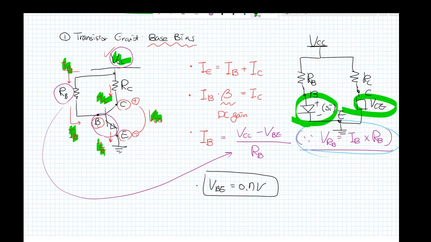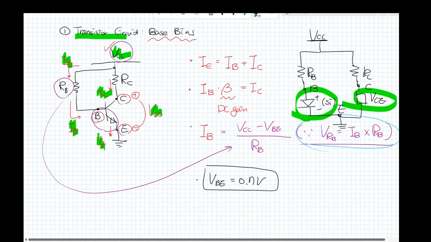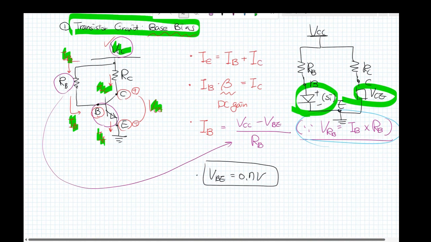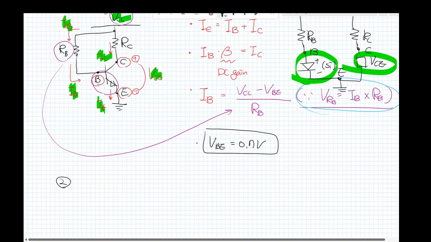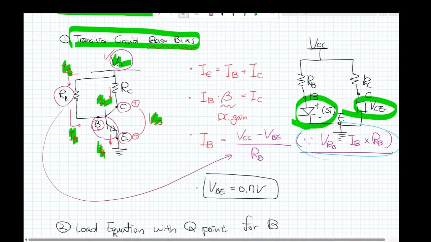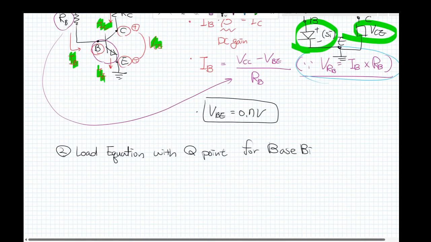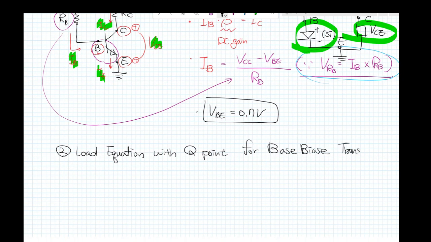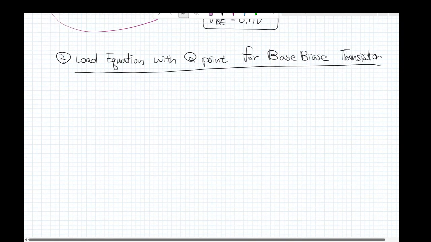All right. And from the base bias transistor circuit, we have also learned about two things: the load equations and the Q point for the base bias transistor.